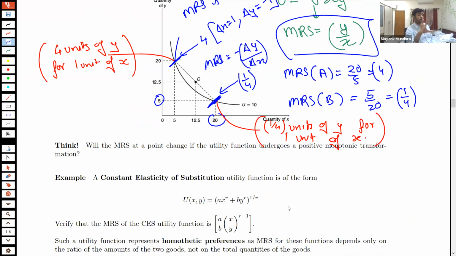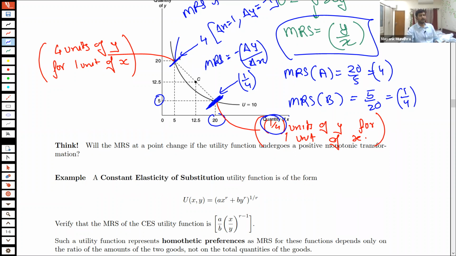So they lie on the same indifference curve. But even for points on the same indifference curve, that is points A and B, my MRS is different. So at point A, suppose I am this consumer with MRS of 4. If you come to me with 1 unit of x, I'll give you 4 units of y in exchange. Whereas some other person is at point B. If you go to this person with 1 unit of x, he will only give you 1 by 4 units of y in exchange.